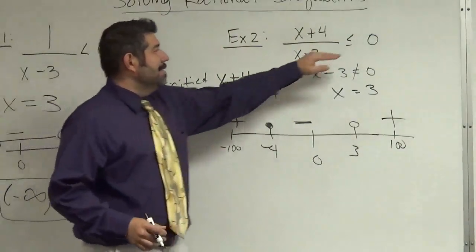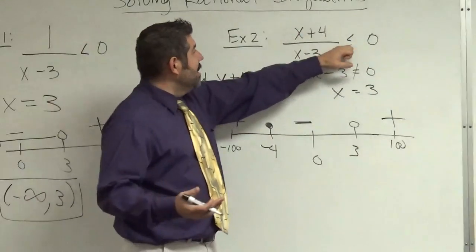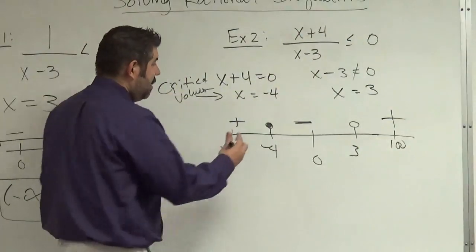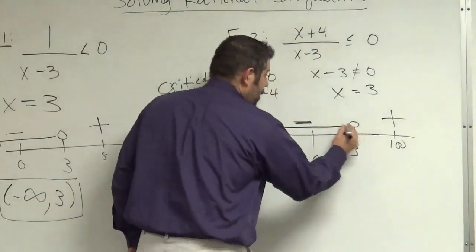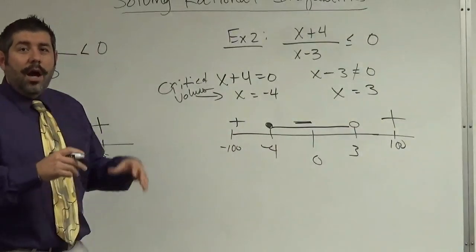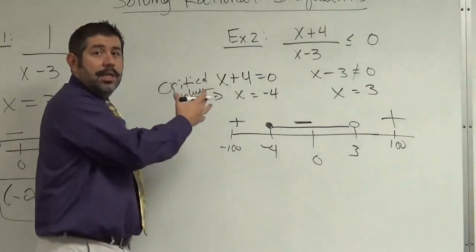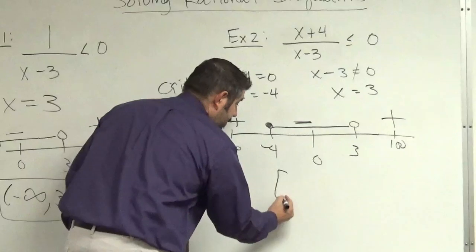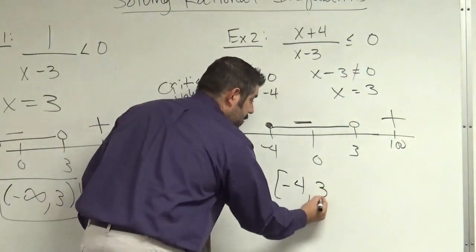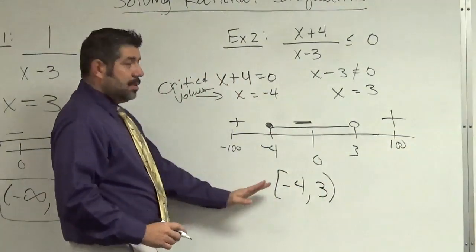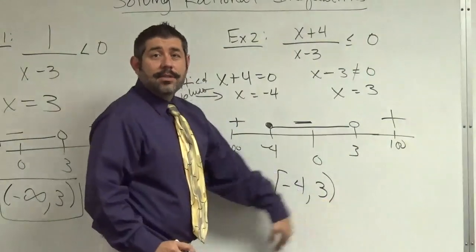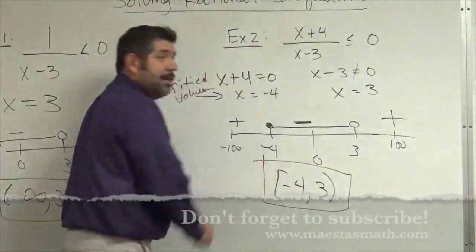So we want values less than or equal to 0, which is negatives. That's everything in here. So our interval for the solution of this inequality is going to be negative 4 to 3. Bracket here because it's included, parentheses here because it's not included.